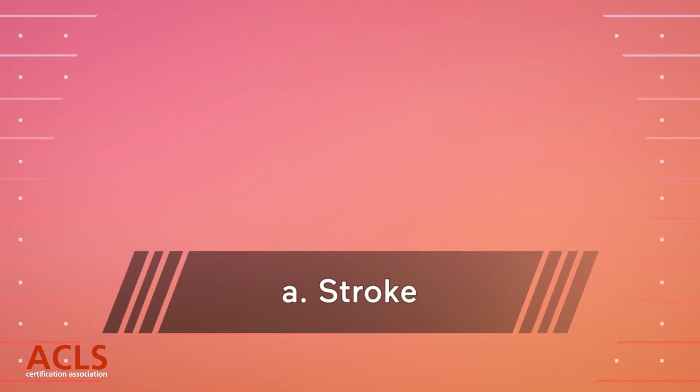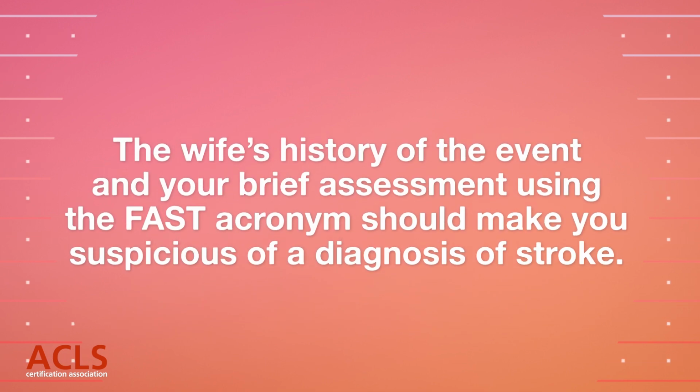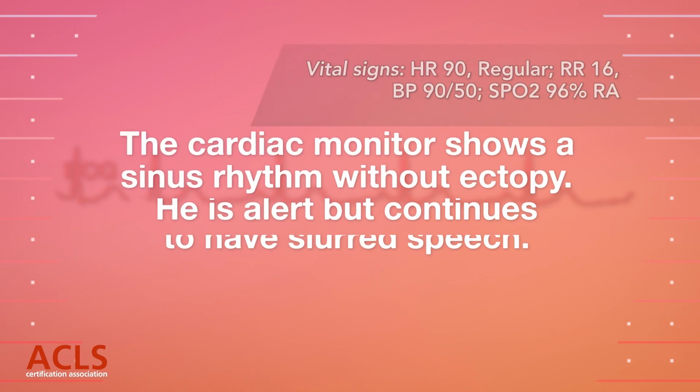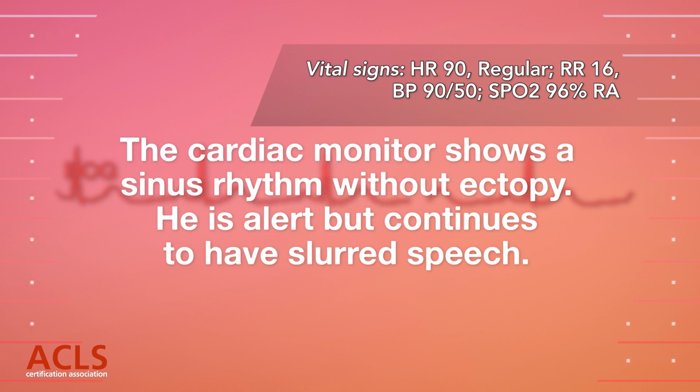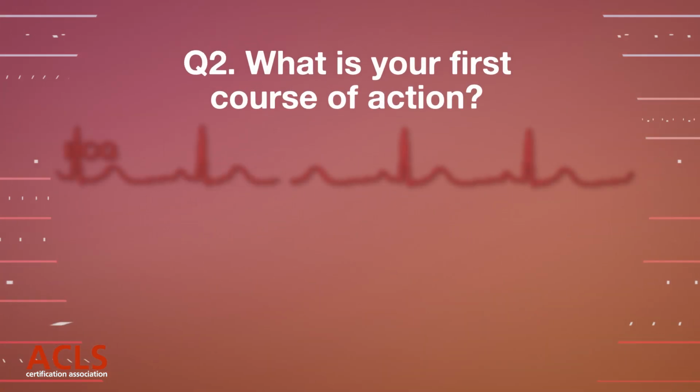Correct answer, A, stroke. The wife's history of the event and your brief assessment using the FAST acronym should make you suspicious of a diagnosis of stroke. The cardiac monitor shows a sinus rhythm without ectopy. He is alert but continues to have slurred speech. What is your first course of action?